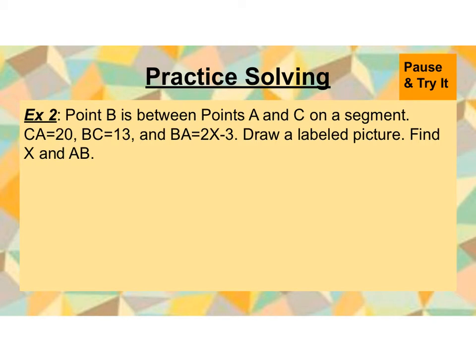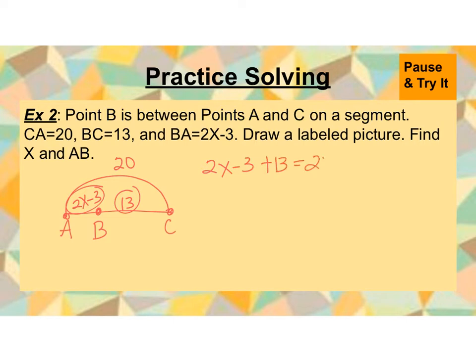All right, so I'm going to draw the picture, and I have segment AC with B somewhere in between. They tell me that CA, which is the whole thing, is 20, BC is 13, and BA is 2x minus 3. That's my labeled picture. The picture is going to help me figure out my relationship. So the two smaller ones are going to add to 20. So I'm going to do 2x minus 3 plus 13 equals 20. Combine like terms on the left, so I get 2x plus 10 equals 20. And then subtract 10 from both sides.